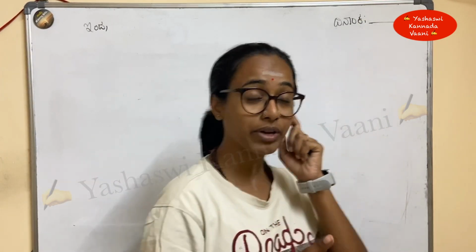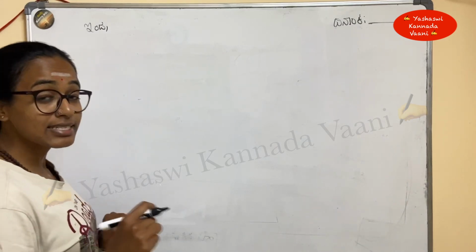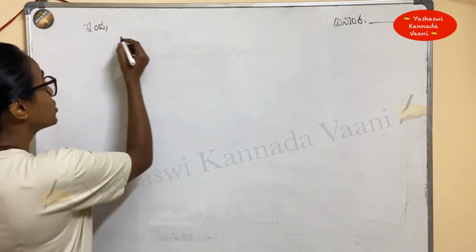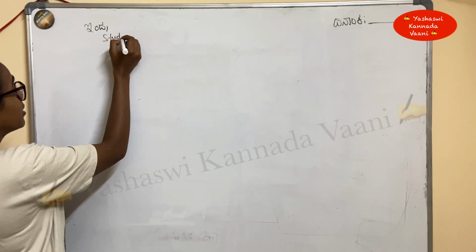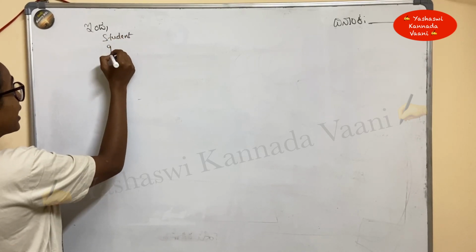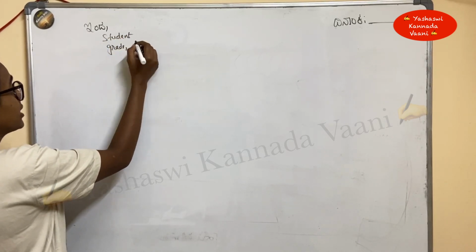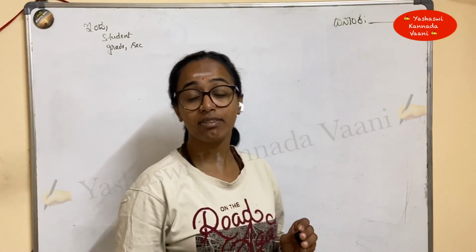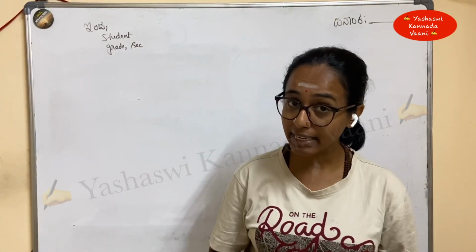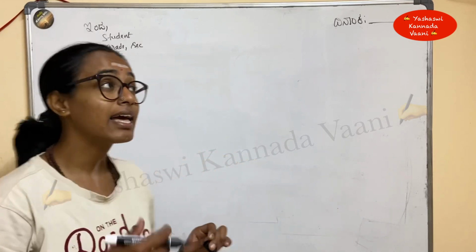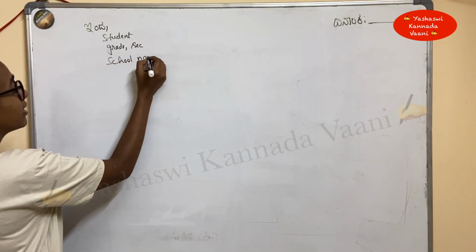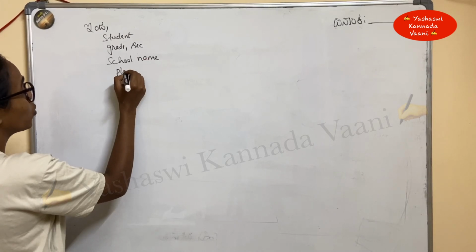Date is very important. Then, since it is a leave letter, there should be a student name. So first I'll write the student name. Then there is a grade, which grade the student is. If there is a section, the section is vibhaga; grade andre taragati, the class is taragati. Then I'll write the school name of the student, then the place, where the school is.